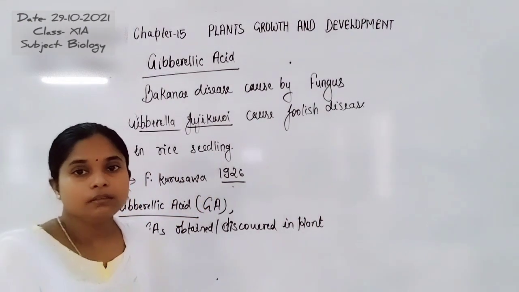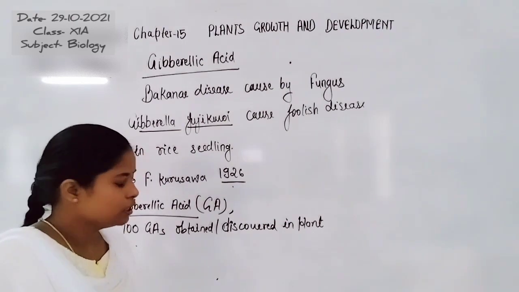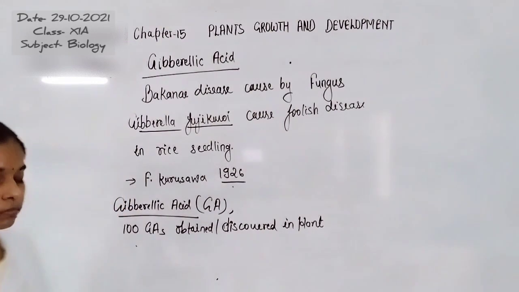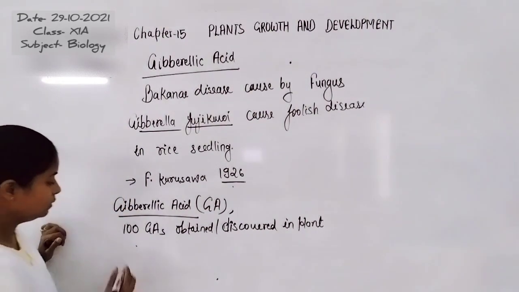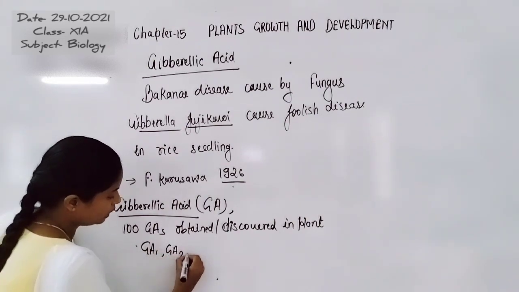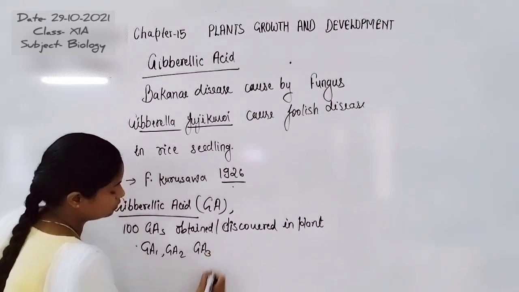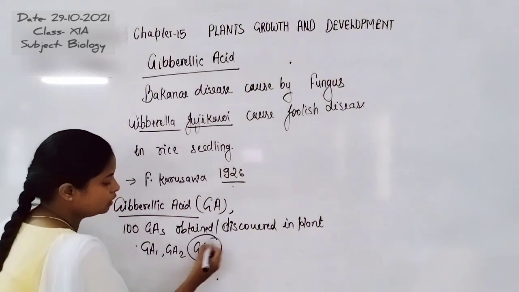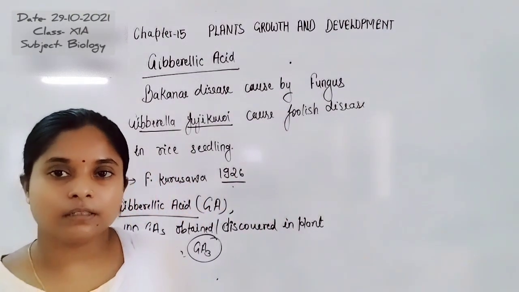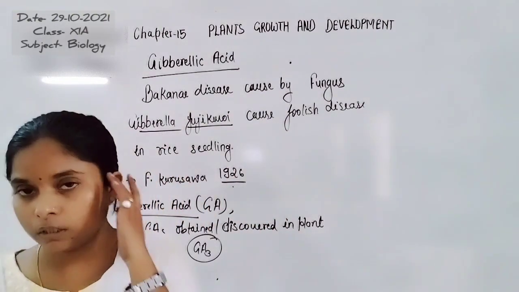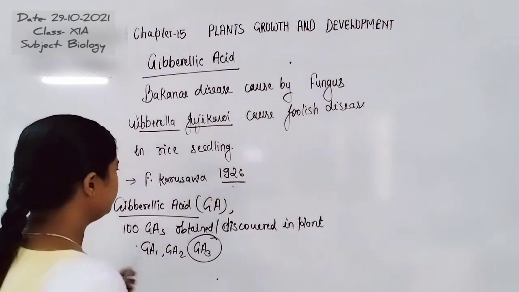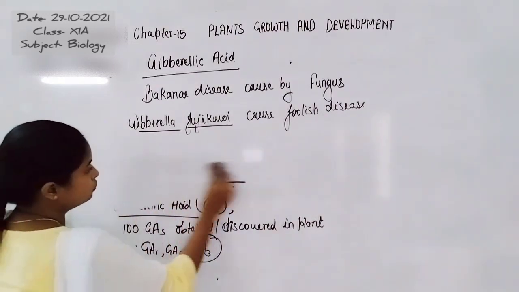Obtained or discovered in plants, 100 gibberellins, like GA1, GA2 and GA3. GA3 is the most well known, gibberellic acid. If we talk about the function of gibberellic acid, it acts on the internode of the stem.